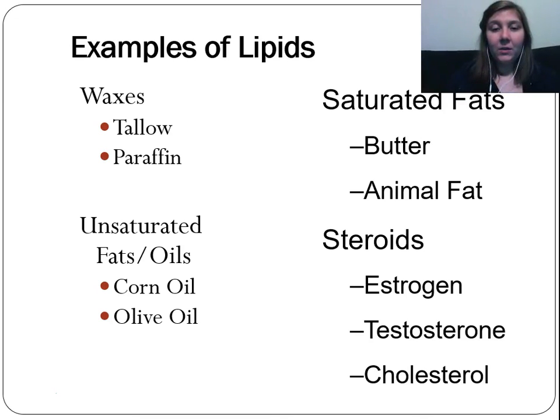Unsaturated fats or oils are things that are liquid at room temperature. So corn oil, olive oil, basically any type of oil except for coconut because it does get solid. Saturated fats are things that are solid at room temperature, like butter, animal fat, like saturated fat that you find in meat. Steroids, as I mentioned, estrogen, testosterone are derived from cholesterol. That's another group of lipids.